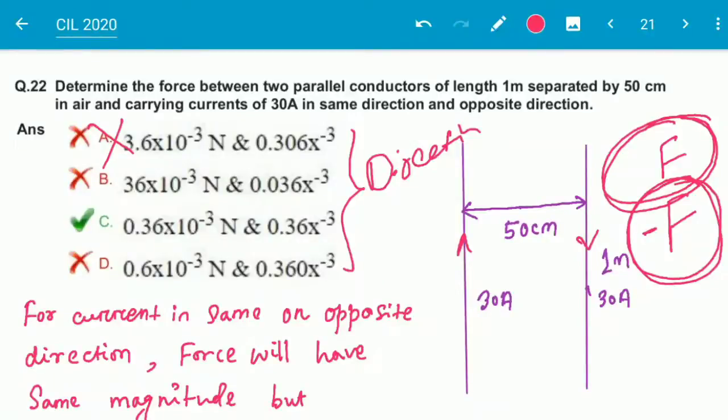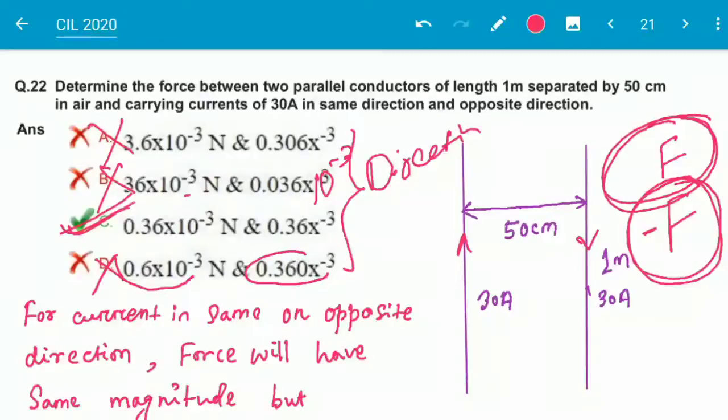Option B is 36 into 10 to the power minus 3, and option C is 0.36 into 10 to the power minus 3. Option B is not the answer, and option D is also not, because it is 0.6 into 10 to the power minus 3 and here 0.306 into 10 to the power minus 3. Hence option C is the correct answer.